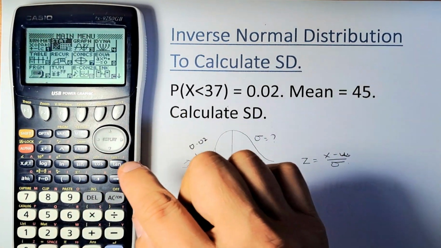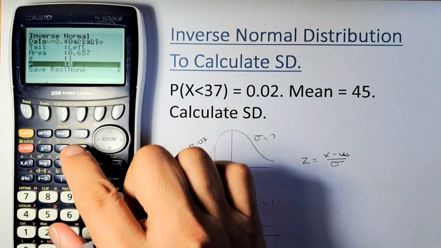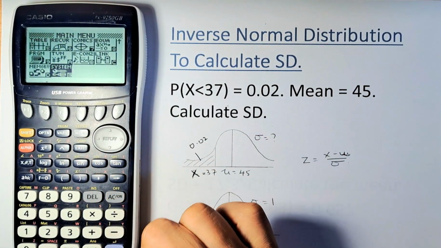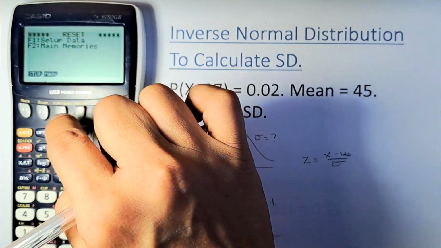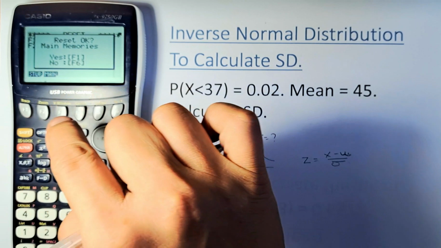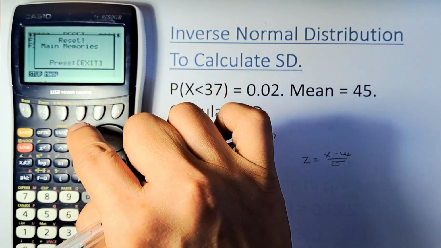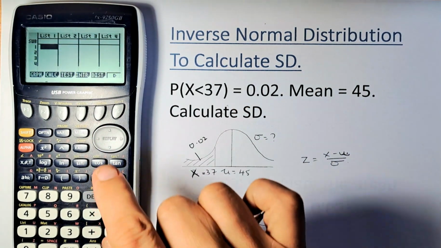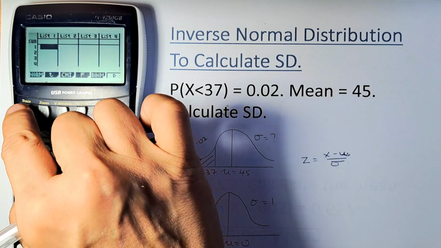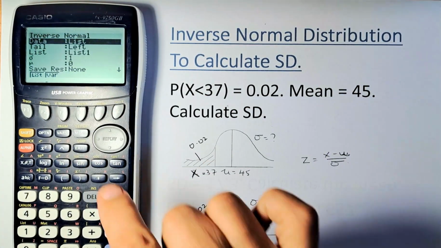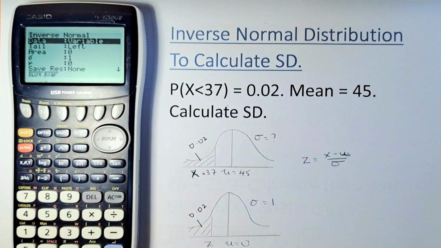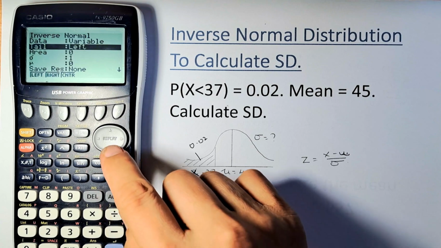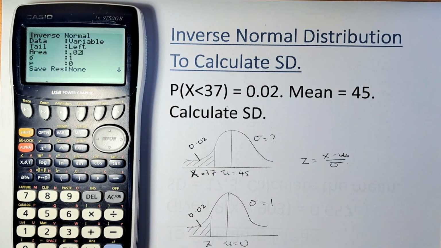So we do again. Menu, go to stats, and then we need to go back again. So we need to reset the system. F5 and F2, and then we're going to F1 again, and then we're going to start again. Okay, so we are going to start with statistics. Now we're going to go to distribution, F5, go to normal, F1, inverse normal, F3, and then we're going to go into the variable, F2, and then we're going to input the data. Again, this is on the left-hand side, so left is no problem. Area is 0.02, so we're going to input 0.02 in the area.